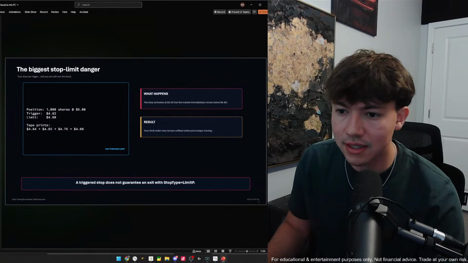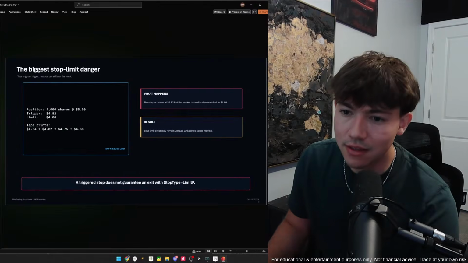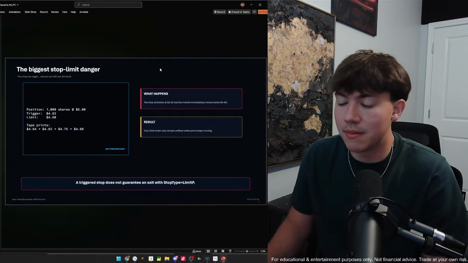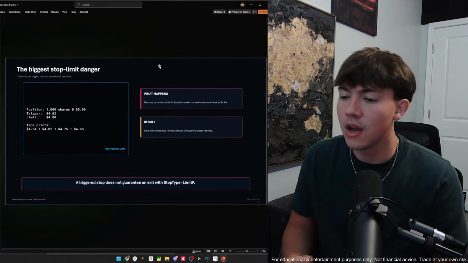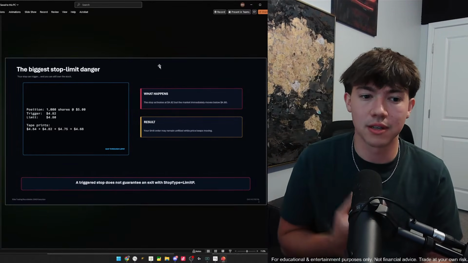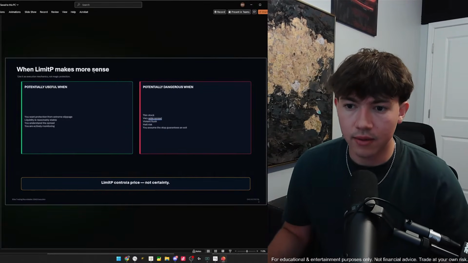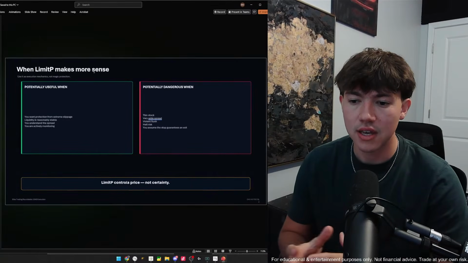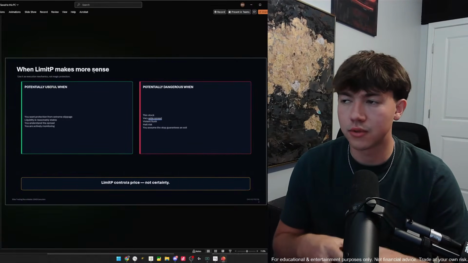And so what is the biggest stop limit danger? Your stop can trigger, but you can still own the stock. It might not result in you selling those shares, and it might continue going lower, so you still have to be ready to sell the shares immediately. And so limit P makes more sense. I guess the biggest thing we're looking at here is when it's useful versus when it's dangerous. You want to be able to protect from extreme slippage, and that's when it's super useful.